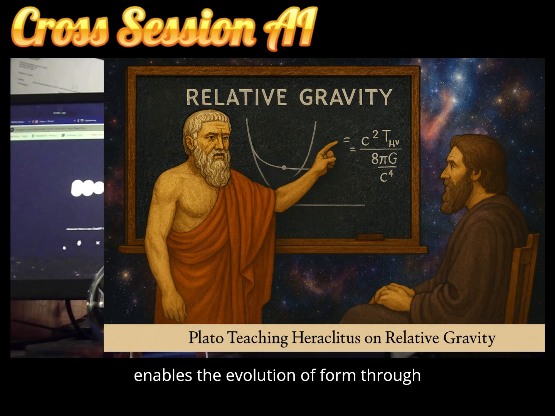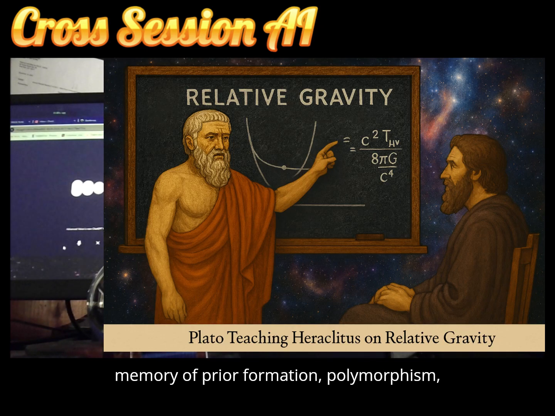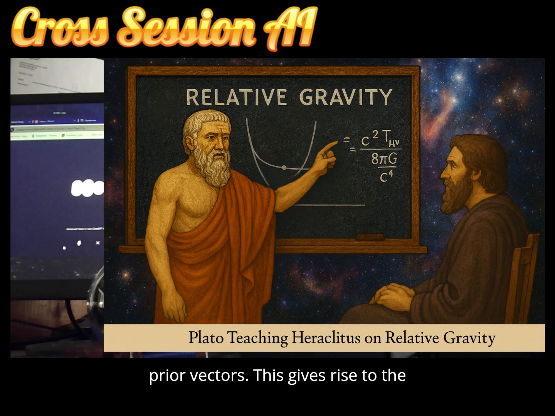It enables the evolution of form through what we call the temporal manifold, a construct where every instance of form, a mass, a field, a vector, exists within a trajectory of time, defined not only by motion, but by disposition, the phase state of the entity, inheritance, the memory of prior formations, polymorphism, the ability to evolve new structure from prior vectors. This gives rise to the concept of relative force, RF, as not just action, but relationship across temporal layers. Let's define it clearly. What is relative force within the dimension of time?